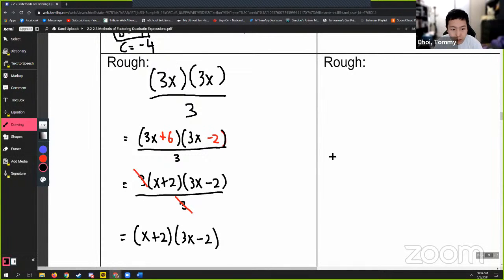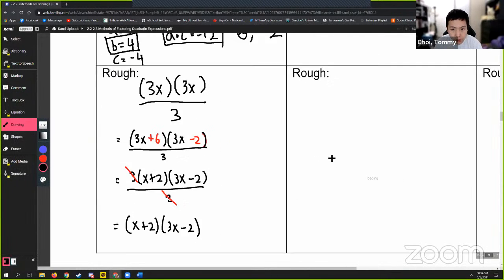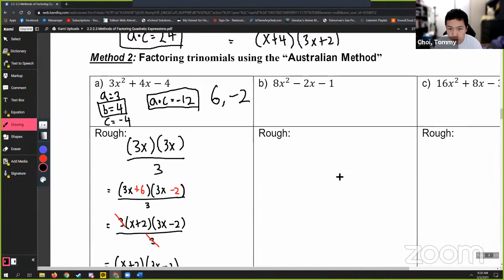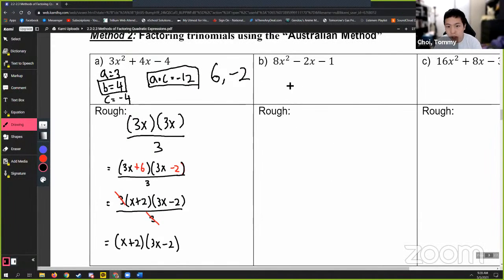Okay. Let's move on to the next question here. So 8x squared minus 2x minus 1. Let's write down all the values that we know. A is 8, B is negative 2, C is negative 1, and A times C is negative 8.